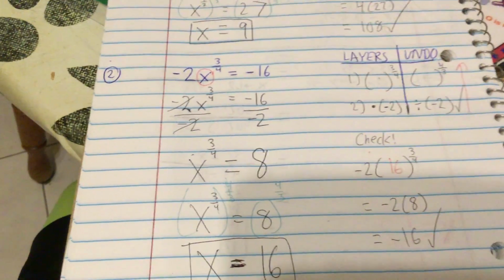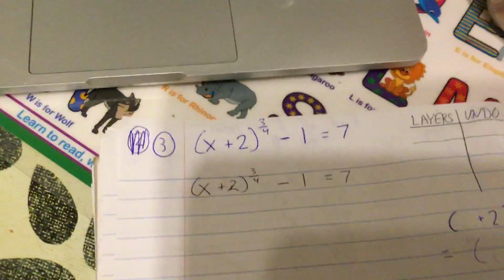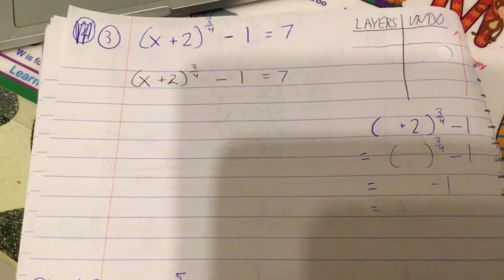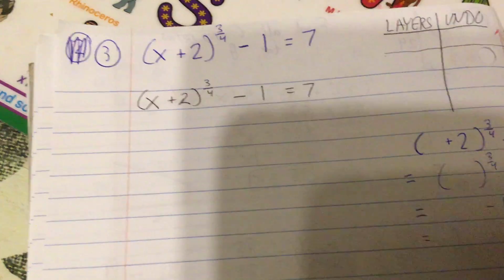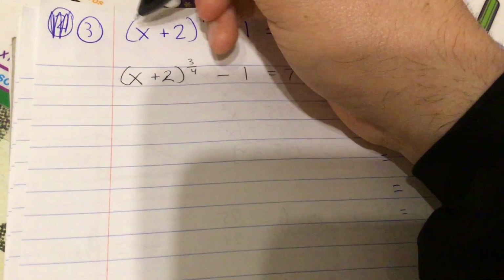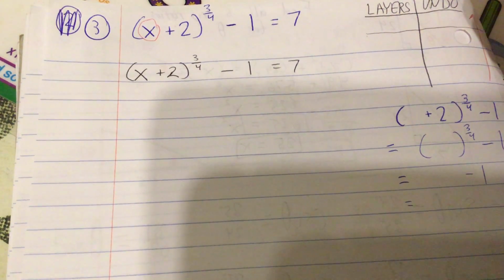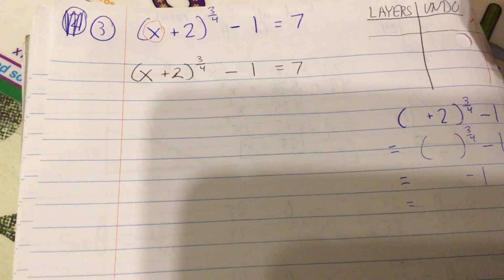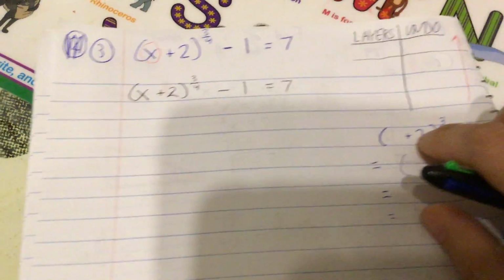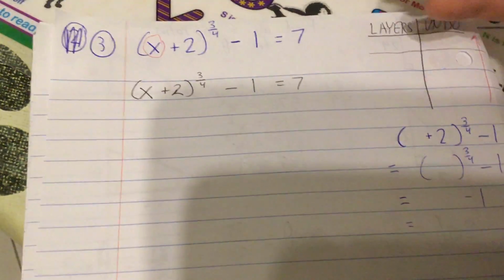Okay, so now I'm going on to problem number 3. See if you can do this problem independently. x plus 2 quantity to the 3/4 power minus 1 is equal to 7. Okay, I'm moving on to this problem. If you want to pause it and do it on your own, be my guest. So first things first, I'm going to look at this x. What is the first layer upon my x?